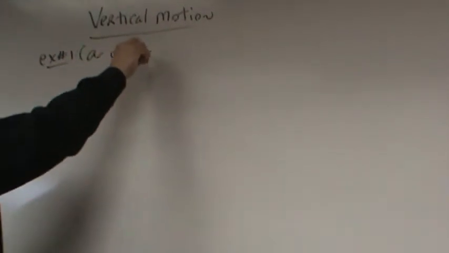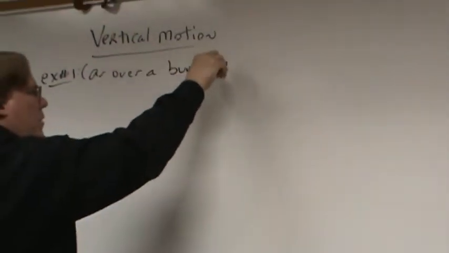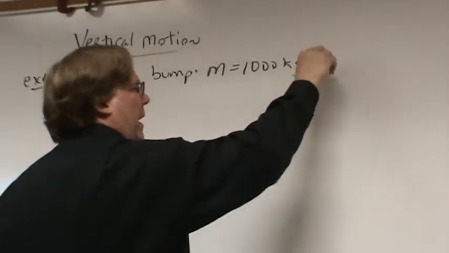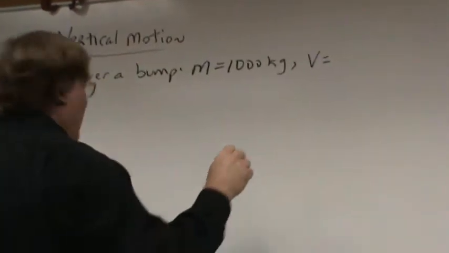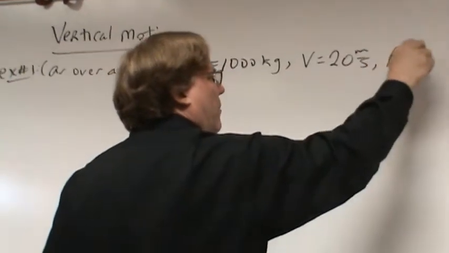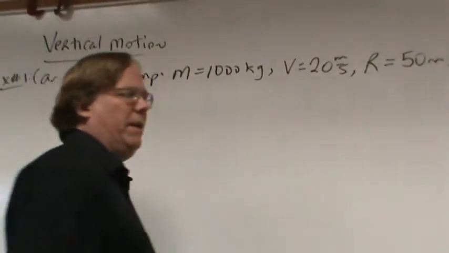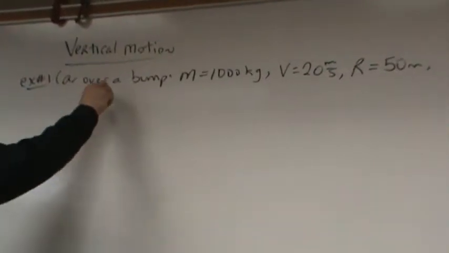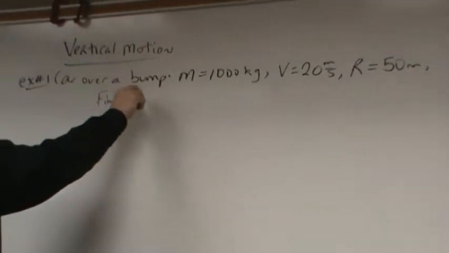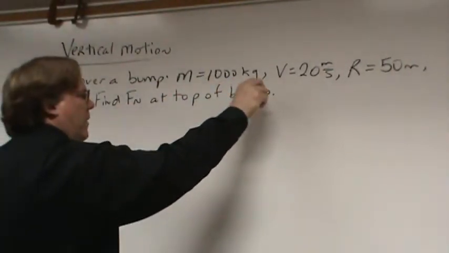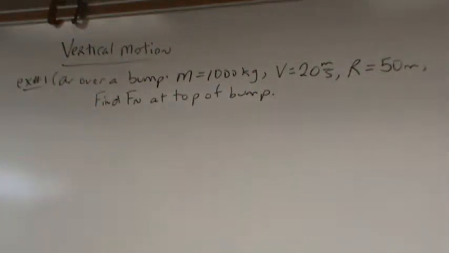Example number one, car over a bump. So imagine you have a 1,000 kilogram car. It's going at a speed of 20 meters per second. It goes over a bump whose radius of curvature is 50 meters. And I'm going to show you what that looks like in a moment. I want you to find the normal force at the top of the bump. That is, find the normal force as it's cresting the bump.